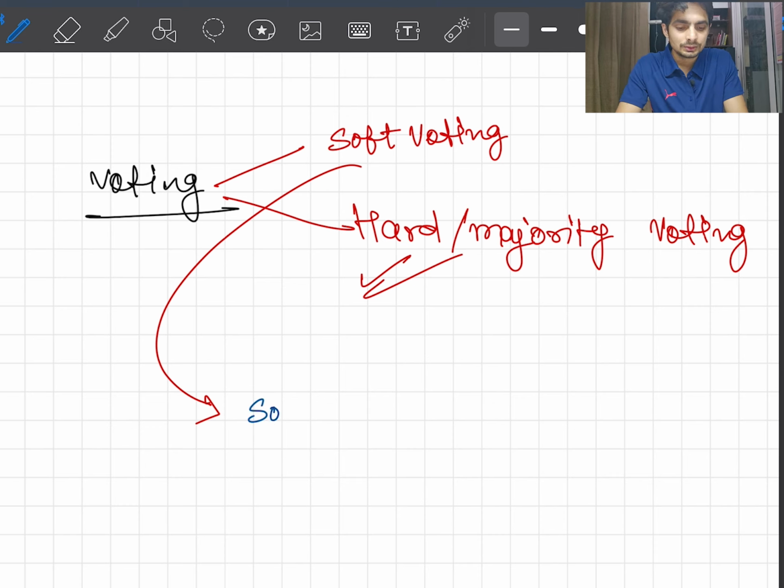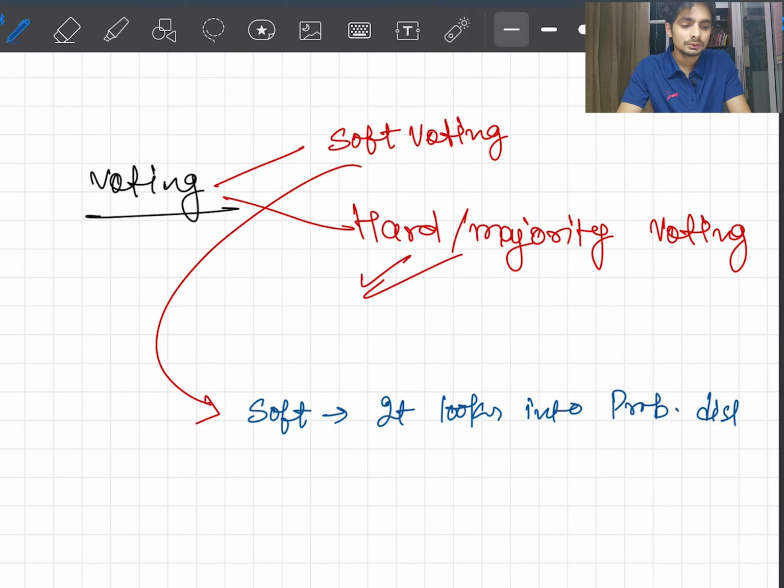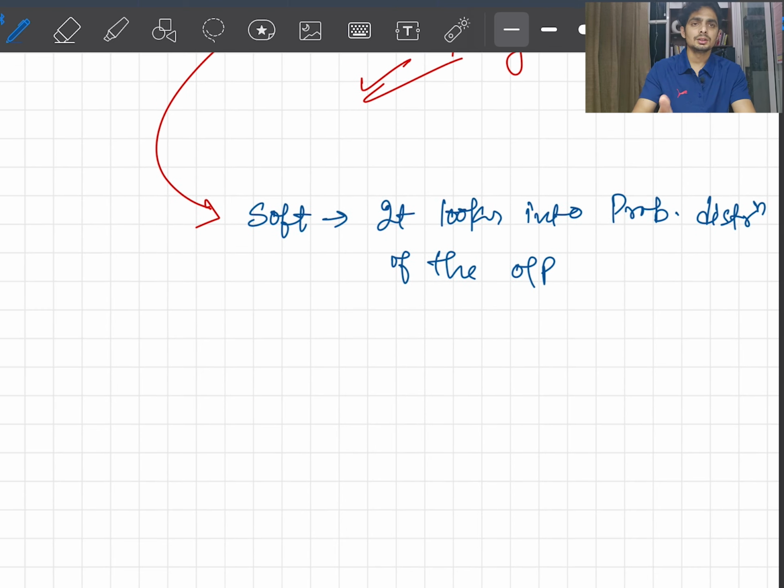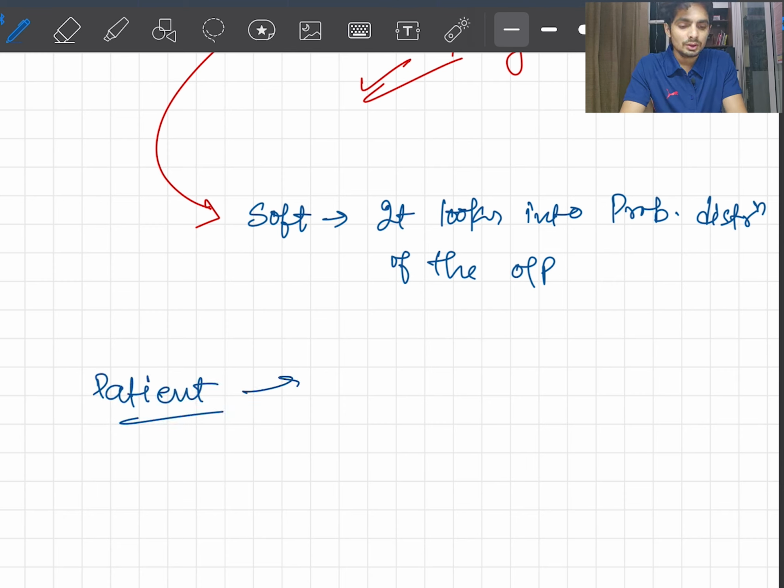In case of soft voting, it looks into the probability distribution of the output. For example, let's assume the same scenario of a doctor. Now, you being a patient, you go to Doctor 1, and Doctor 1 says, okay, you have COVID.